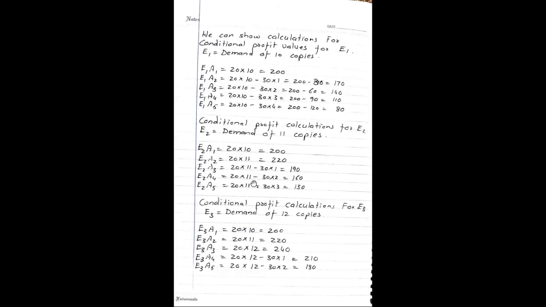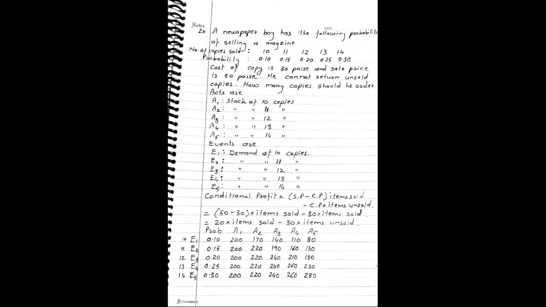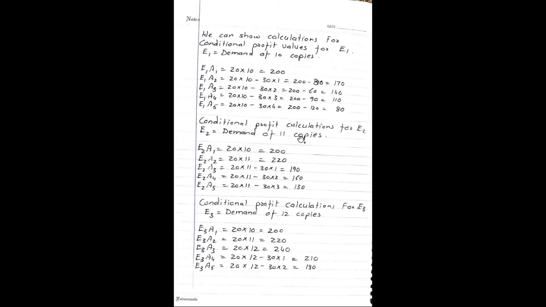E2 A4. Demand of 11 but stock of 13. So two copies will remain unsold. So 20 into 11 minus 30 into 2. The answer becomes 160. E2 A5. Demand of 11 but stock of 14. So 3 copies will remain unsold. So 20 into 11 minus 30 into 3. The final answer becomes 130.